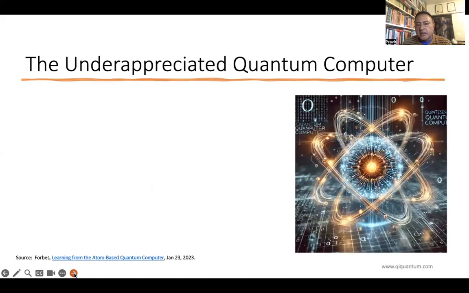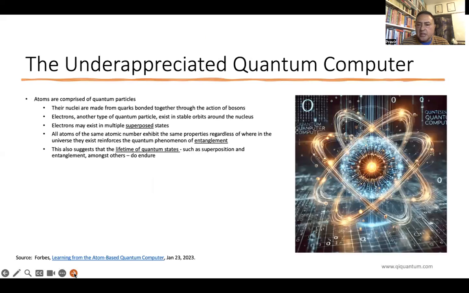So I'll begin with this idea of the underappreciated quantum computer. And here, what I'm speaking about is an atom. So why would I call this the underappreciated quantum computer? Primarily because if we think about an atom, we know it's comprised of quantum particles. We have nuclei that are made from quarks and bonded together through the action of bosons. So quarks and bosons both being quantum particles. We have electrons, another type of quantum particle that we know exist in stable orbits around the nucleus. And we also know that these electrons may exist in multiple superposed states. So it's exhibiting this quantum mechanical property of superposition.